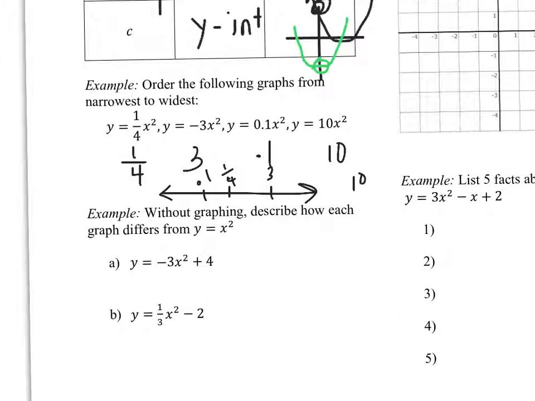So the narrowest one is going to be this one. Then the next number, this is the second narrowest. Then this is the third narrowest. This is the last narrowest.